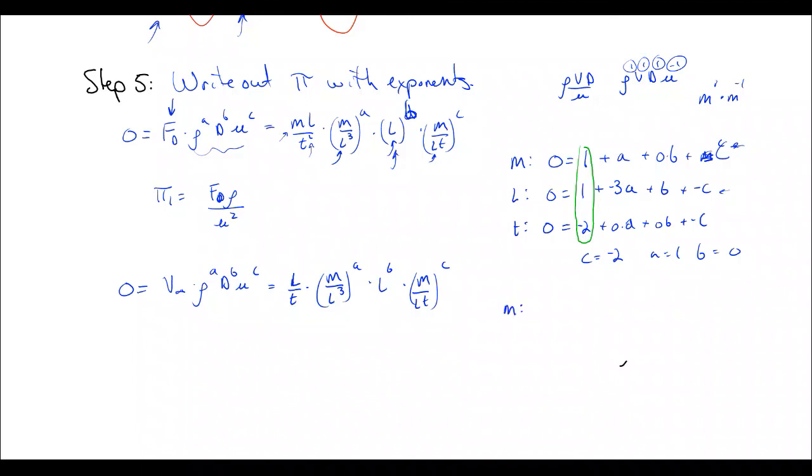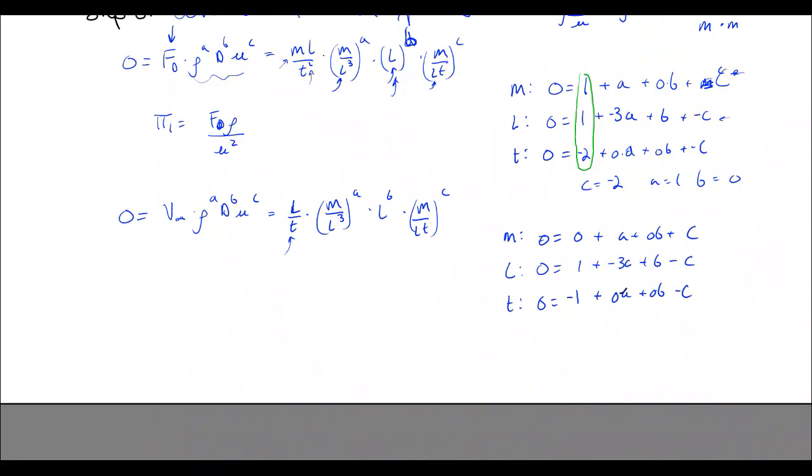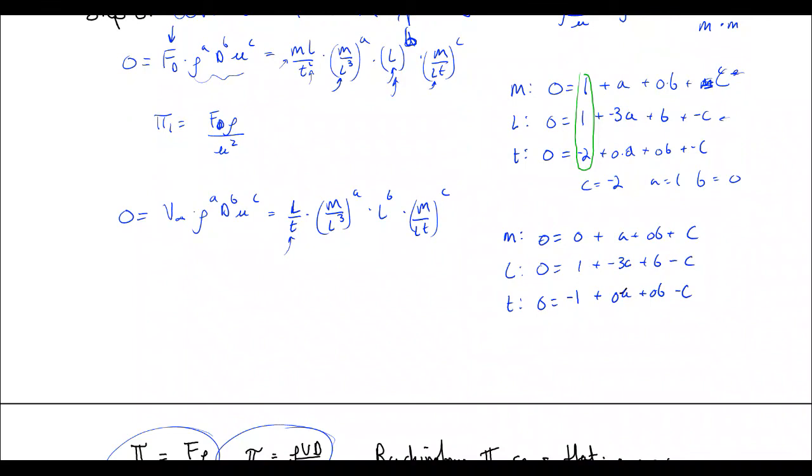We have mass: 0 is equal to 0 plus a plus 0b plus c. Length, we have 0 is equal to 1 plus -3a plus b minus c. And then time, we have 0 is equal to, we have time on the bottom here, so it's going to be -1 plus, and then everything else is copied from before. So 0 times a plus 0b minus c. Great. And this is a relatively straightforward set of equations to solve again.